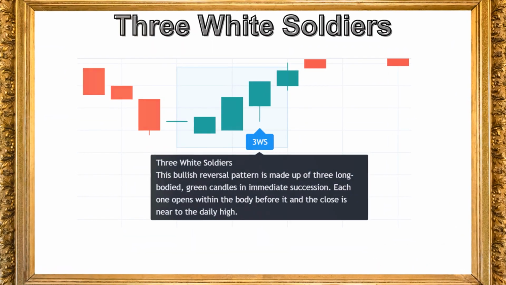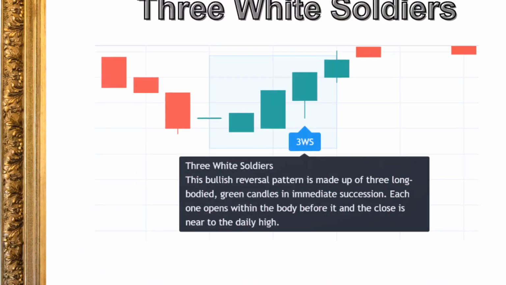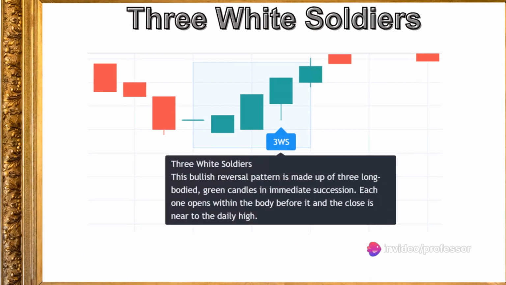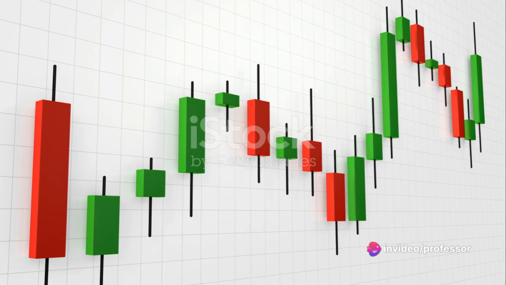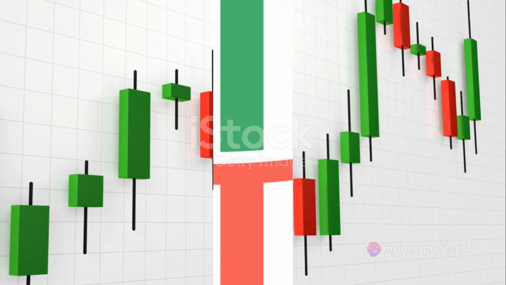Three white soldiers. The three white soldiers is a bullish reversal pattern characterized by three consecutive long bullish candles with higher closes. It indicates strong buying pressure and potential continuation of an uptrend.